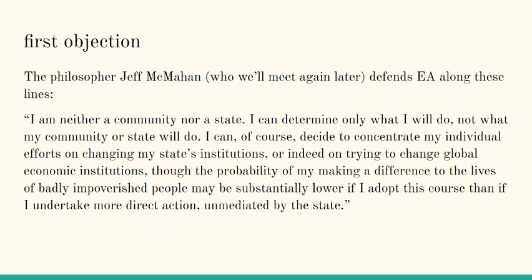Jeff McMahon, and we'll read something by him later about a different topic, I think, defends the effective altruist approach along these lines. Look, I'm not a state, right? I'm not a government. I can only determine what I will do, not what the government will do. I could decide to concentrate my efforts on changing my state's institutions or changing global economic institutions, but the probability of my making a difference to the lives of badly impoverished people may be substantially lower if I adopt this course than if I undertake more direct action unmediated by the state.